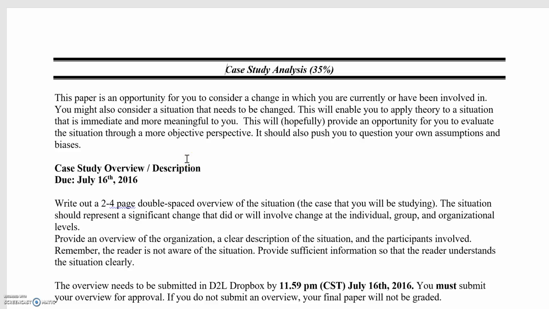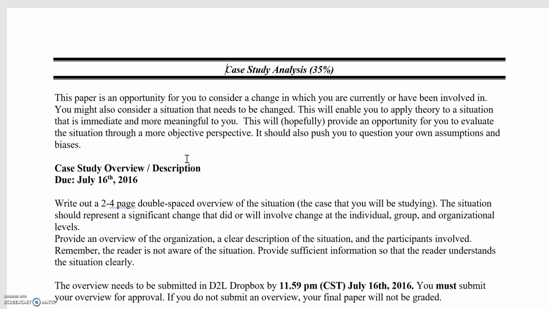In this course, there is no final exam. Instead of the final exam, you will be submitting a case study analysis, and this is worth 35% of your final grade.